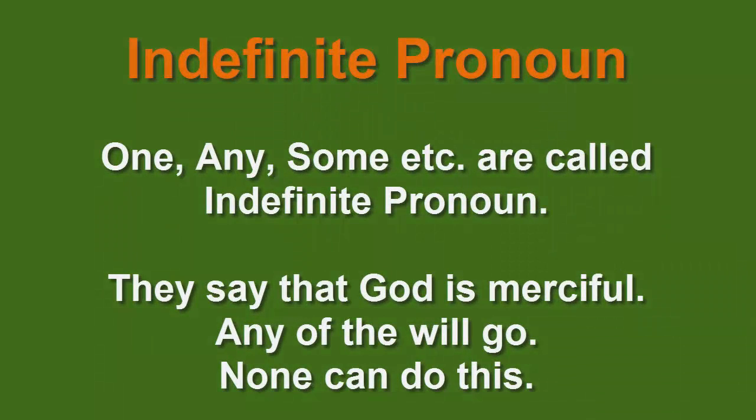Number last is indefinite pronoun. One, any, some, etc. are called indefinite pronouns. Suppose they say that God is merciful. Any of them will go. None can do this. Here, they, any, none, all are indefinite pronouns and they are used as indefinite pronouns.